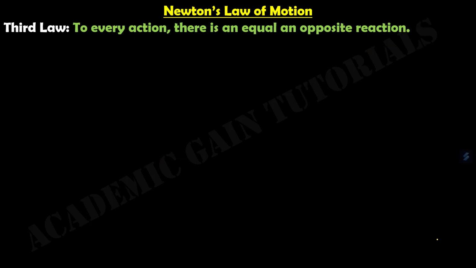Now coming to the third law of motion. The third law of motion says that to every action there is an equal and opposite reaction. We have actually heard this phrase over and over, and this is the actual third law of motion, Newton's third law, which says that to every action there is an equal and opposite reaction. So what does that mean? Suppose I apply a force on a wall.